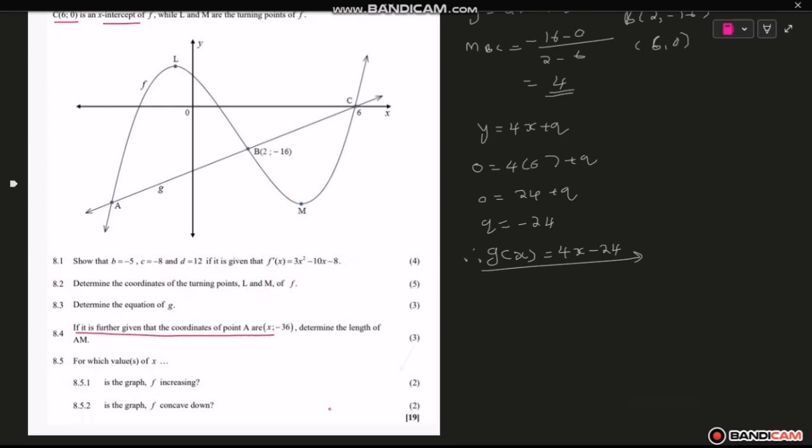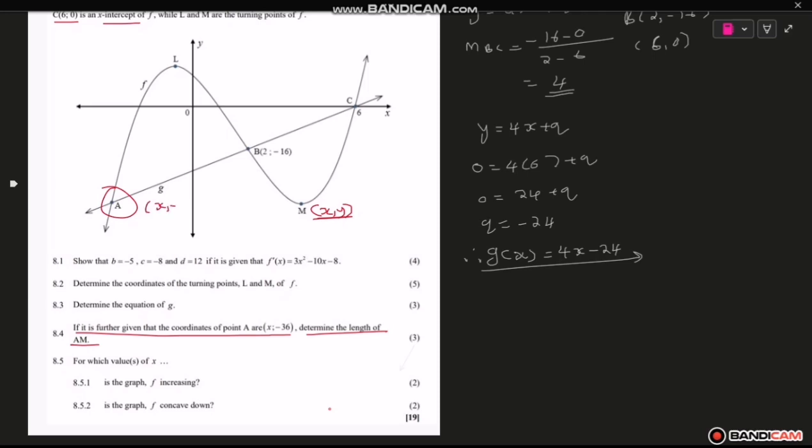So it is further given that the coordinates of P are x equals negative 36. Determine the length of AM, meaning we can use the distance formula. But what we know here is that we do have the coordinates of M, as it is the turning point of the cubic function, the graph of f. We can use these coordinates as they want us to determine the distance of AM, the length of AM.